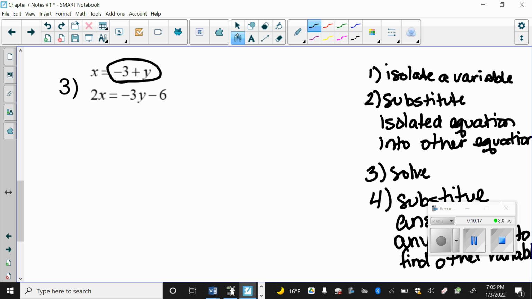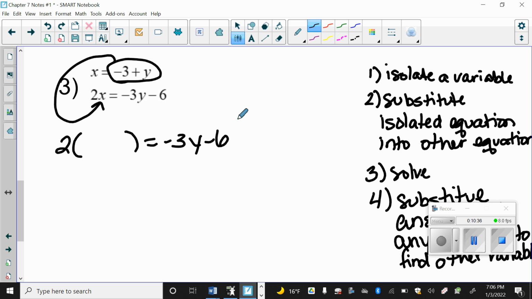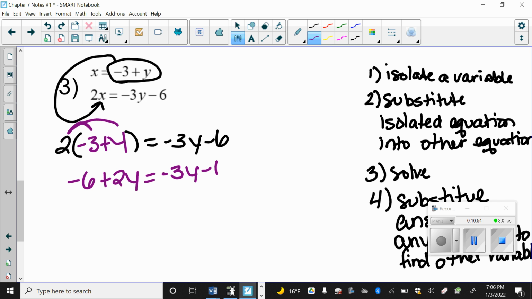I can now substitute what x equals into my other equation for x. And again, I'm substituting for x this time because x is the variable that is isolated. x is what's all by itself. So I have 2 times x equals negative 3y minus 6. Again, we're going to substitute out x and substitute in what x equals, negative 3 plus y. Distribute, that gives us negative 6 plus 2y equals negative 3y minus 6.